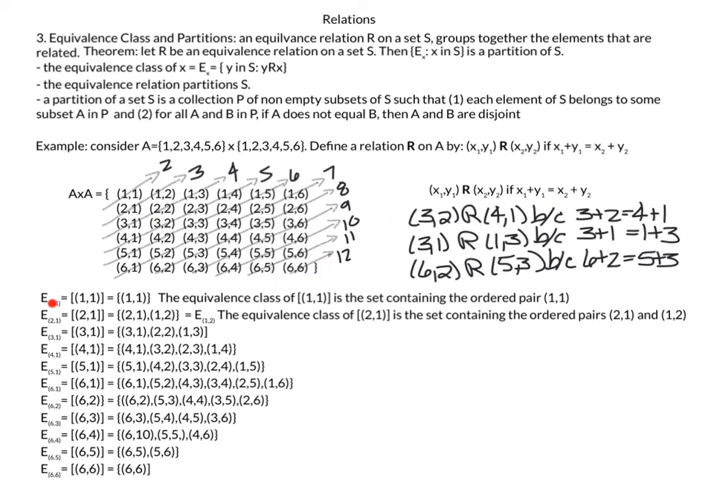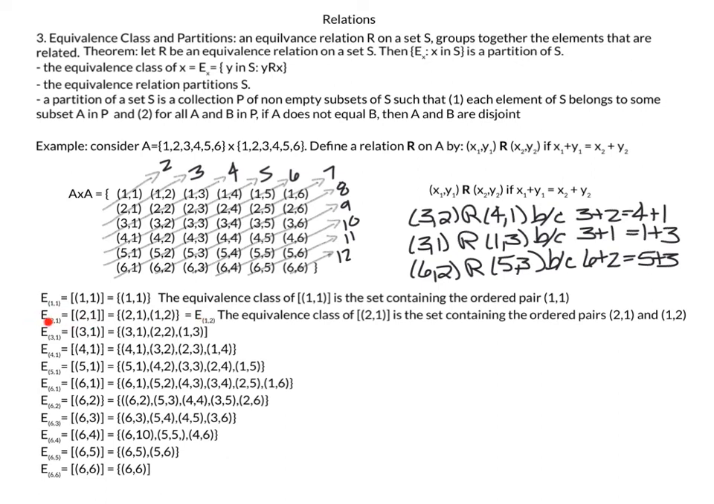So I can say my equivalence class of (1,1), denoted sometimes with this bracket, is equal to the set {(1,1)}. There's only one ordered pair in this equivalence class. So the equivalence class of E11 is a set containing the ordered pair (1,1). My equivalence class E21 is equal to the set containing (2,1) and (1,2). So that's my equivalence class: the set containing the ordered pairs (2,1) and (1,2).